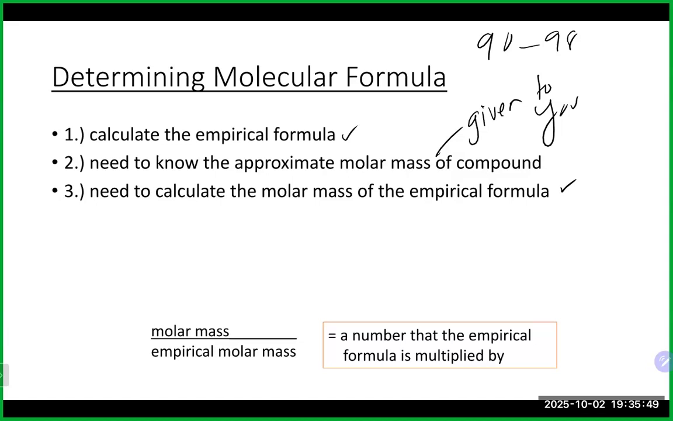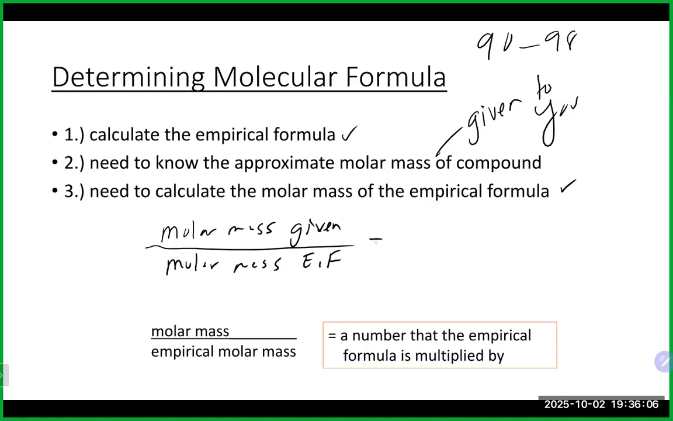So what do you do with all those things? You take the molar mass of the compound that's given to you. And again, if it's a range, low, high, or average, you divide it by the molar mass of the empirical formula, and that's going to give you a number. So let's just say you did that, and you got a number of 4 when you did that. Again, just making it up, obviously. And let's just say your empirical formula was C2H5, right?